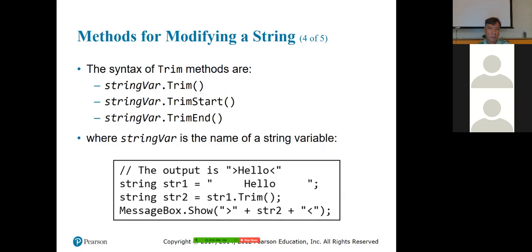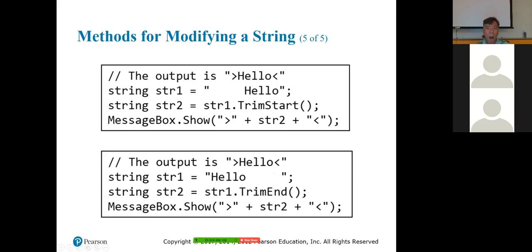This is the Trim method. This is going to just output hello. So it trims off the spaces and then displays it with these two greater than and less than symbols on each side. This just trims. This trims off the beginning, TrimStart. This trims off the end, same thing.